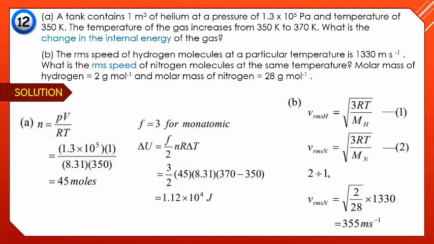Question number 11a. A tank contains 1 meter cube of helium at a pressure of 1.3 times 10 to the power of 5 Pascal and a temperature of 350 Kelvin. The temperature of the gas increases from 350 Kelvin to 370 Kelvin. What is the change in the internal energy of the gas? First, we identify the hidden information, which is that helium is a monoatomic gas. So, the degree of freedom f is equal to 3.